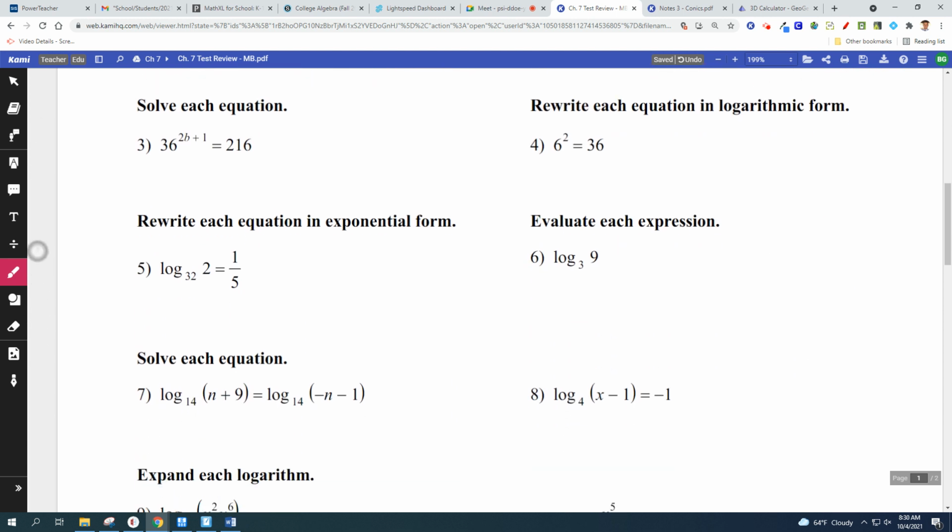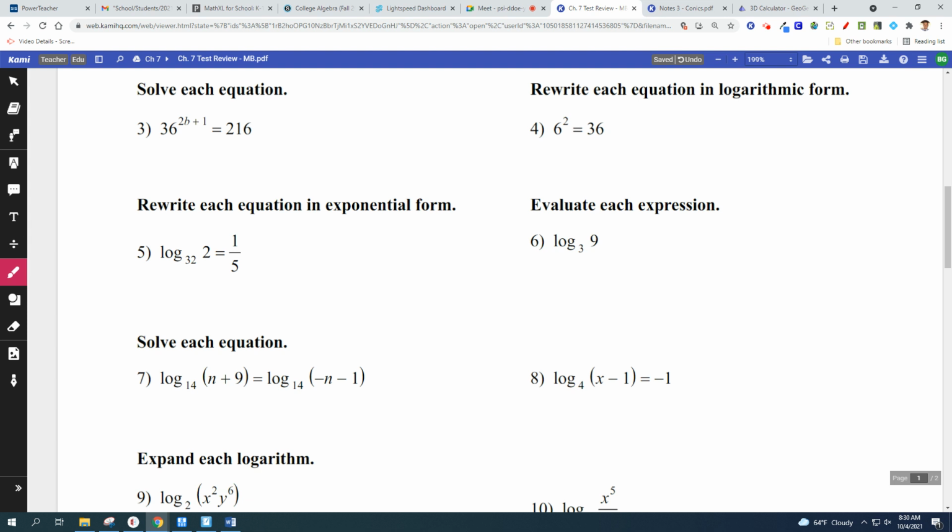It's been a while since we talked about those, so maybe you've forgotten. I think the rest of this stuff is going to come back fairly quickly. Solve each equation. The best thing you can do on this one is get the two numbers to match, a 36 and a 216. And maybe you don't want to do that, but I think if you change this 36 into 6 squared and this 216 into 6 to the third, that's the easiest way to do this problem. The problem is that doesn't always work.